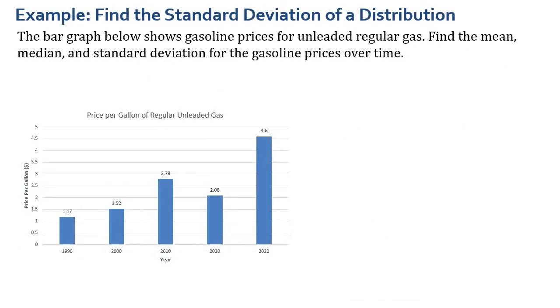Let's look at an example. The bar graph shows gasoline prices for unleaded regular gas. Find the mean, median, and standard deviation for the gasoline prices over time. And these are all real values.